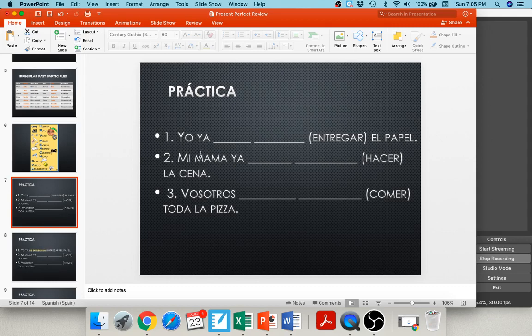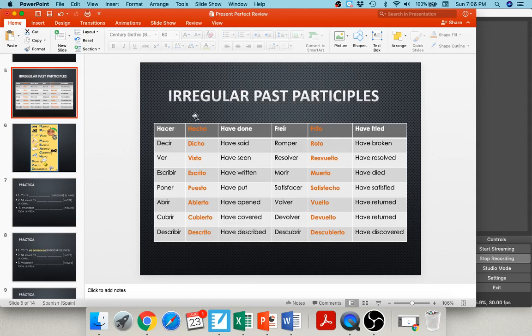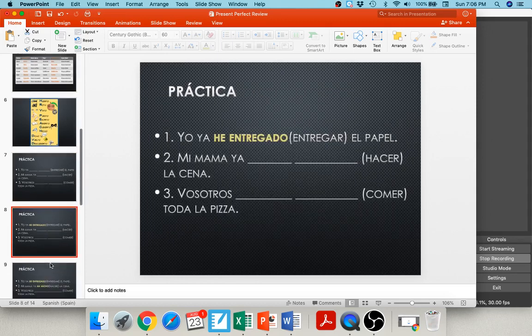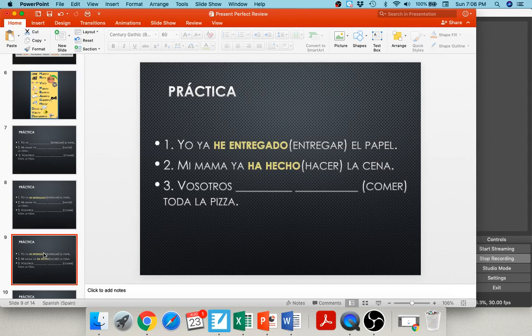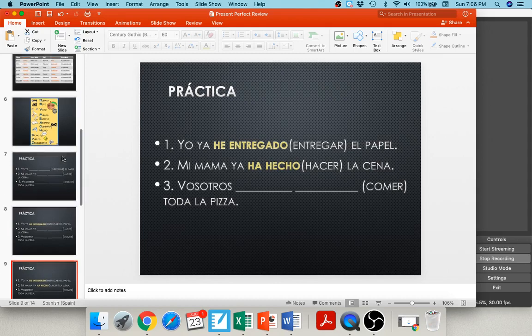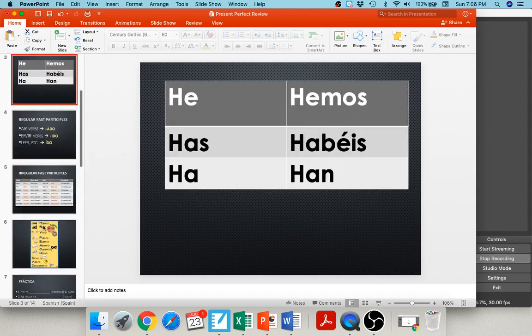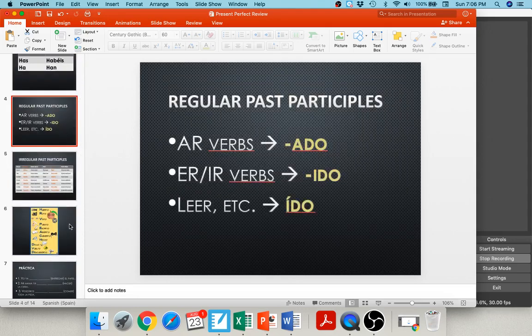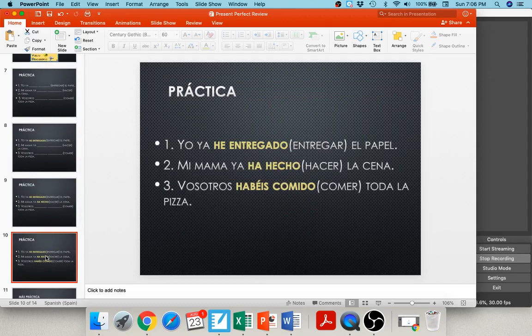Number 2 says mi mamá, and then my verb is hacer la cena. To say that my mom has already made dinner, I'm going to say mi mamá ha hecho la cena. Notice that hecho is the irregular form of hacer from up here. And number 3, vosotros, blank, comer toda la pizza. You all have eaten all of the pizza. The vosotros form of haber would be habéis, and you're going to take comer, remove your ER, and add ido. So your final answer should be vosotros habéis comido toda la pizza.